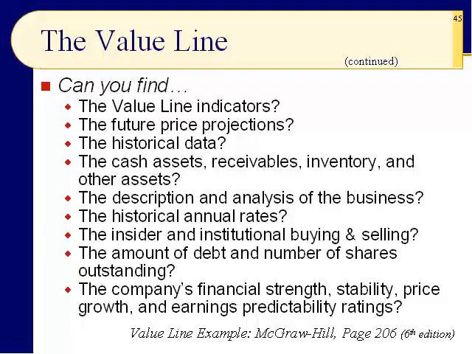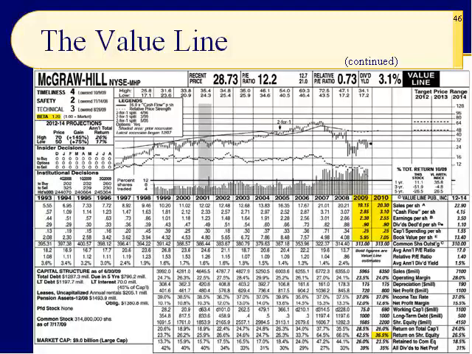Slide 45. Can you find the indicators, the price value, the future price projections, the historical data, the cash assets, receivables, inventories, description, analysis of the business, the historical annual rates, the insider, institutional buying and selling, the amount of debt and number of shares outstanding, the company's financial strength, stability, price growth, earnings predictability. There's just so much. Now I'm going to show you the 6th edition. There's a reason why I do that, because they jettisoned McGraw-Hill in the 7th and future editions. Why? Because the company split into two. But here's from the 6th edition.